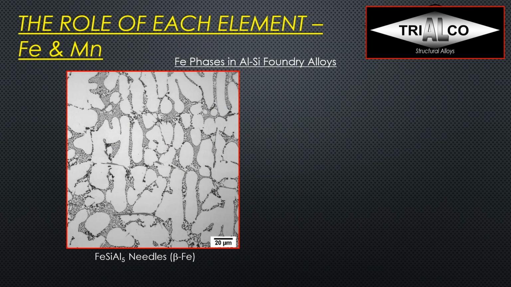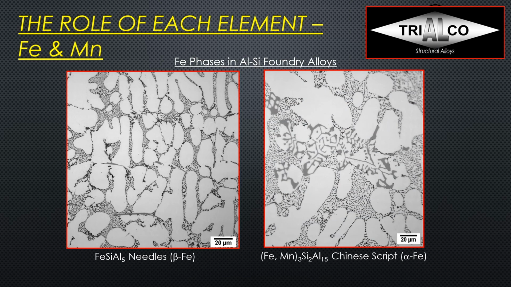So here we see a typical microstructure. We see the alpha aluminum, the light gray islands surrounded by the eutectic liquid, as we have seen before, and then we see these needle-like structures in between, and those needles are bad for ductility especially, so we call them iron needles, FeSiAl5, and that is beta iron. Therefore what we want to do is add the manganese, and what we can see on the right side here is that we have converted these needles into what we call Chinese script, so now it is alpha iron.